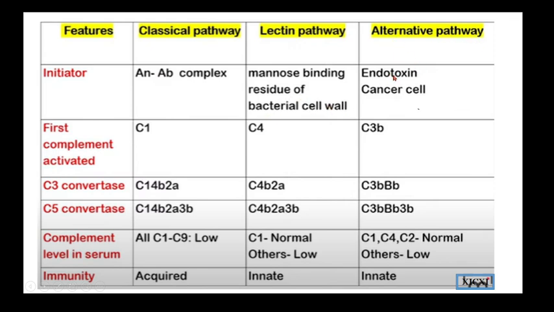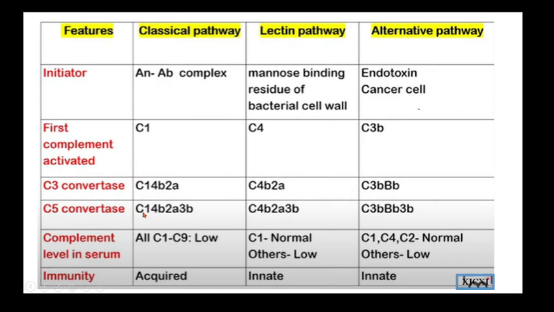In these alternative pathways, we are having endotoxins or cancer cells. Which complement is first to be activated? Remember, in the classical pathway, C1. In the lectin pathway, C4. In the alternative pathway, it is C3b. Very good. Now, this enzyme here, we are having C3 convertase, which means we are having C1, C4b, and C2a. Now, in the lectin pathway, there is C4b and C2a. And in the alternative pathway, there is C3b and Bb.